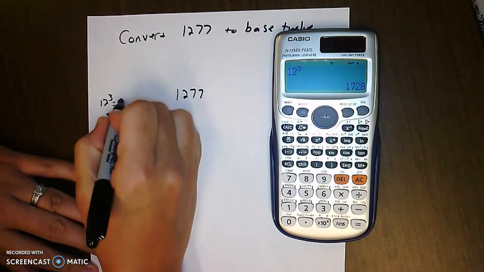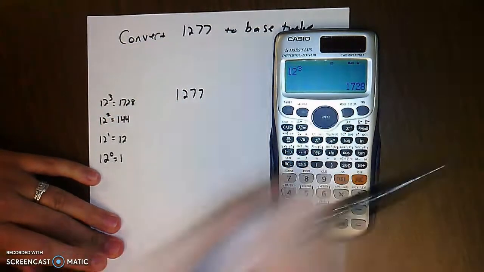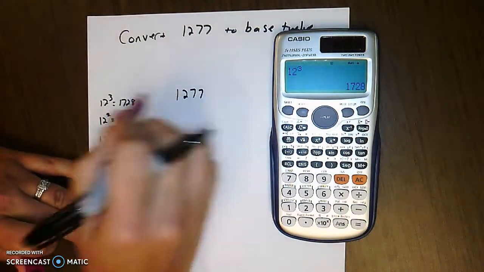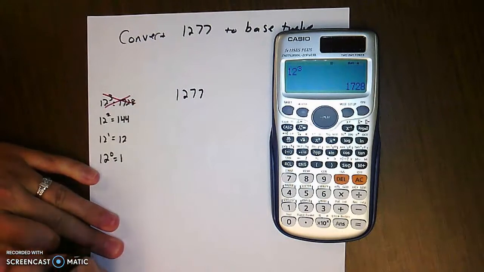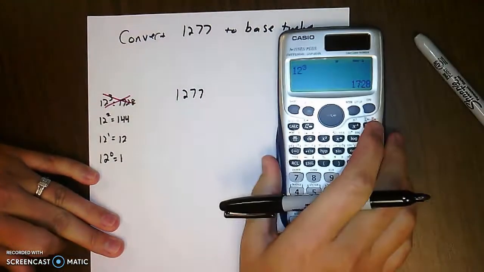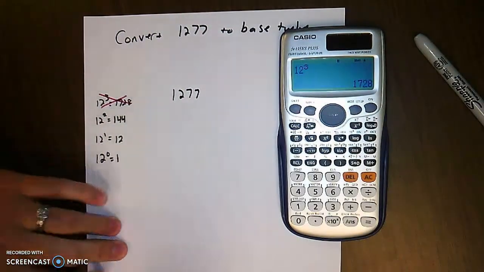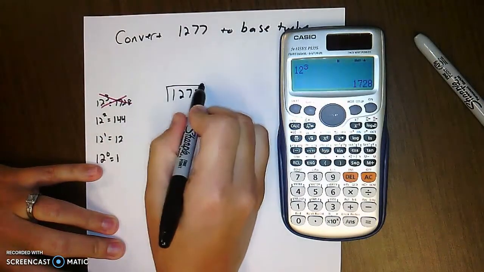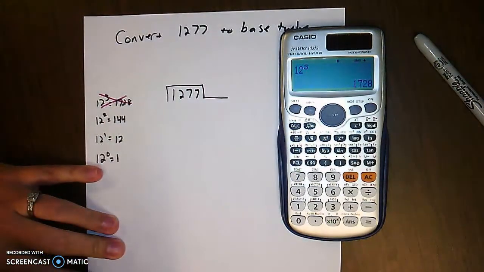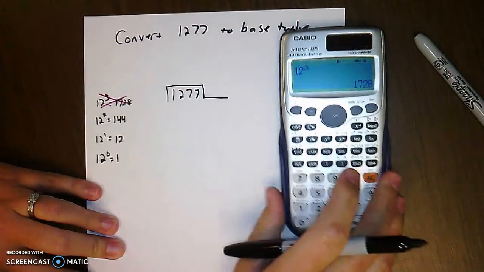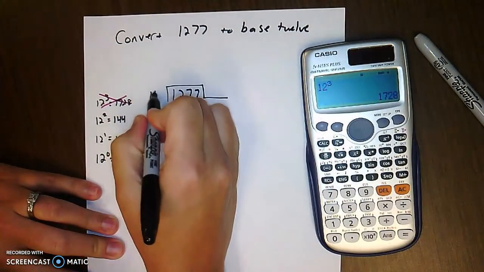12 to the third is 1728. So anything bigger than our number here, we don't want to use that one. Okay, so this is again, it feels like long division, but it's just got a little bit of a different setup. So we're going to start with the 144.